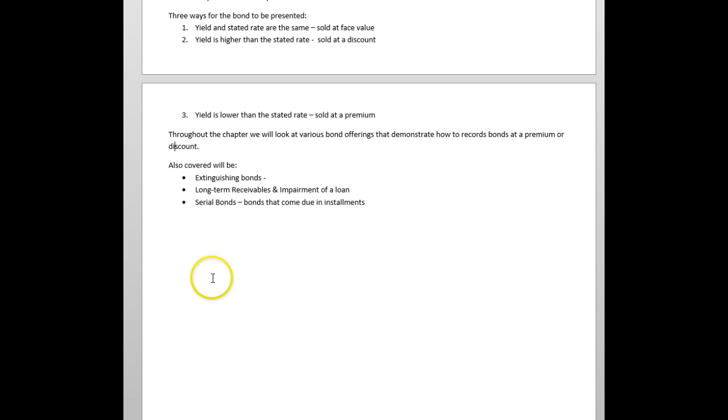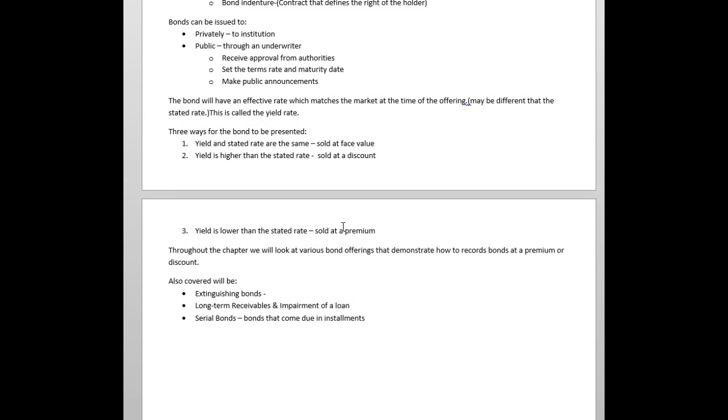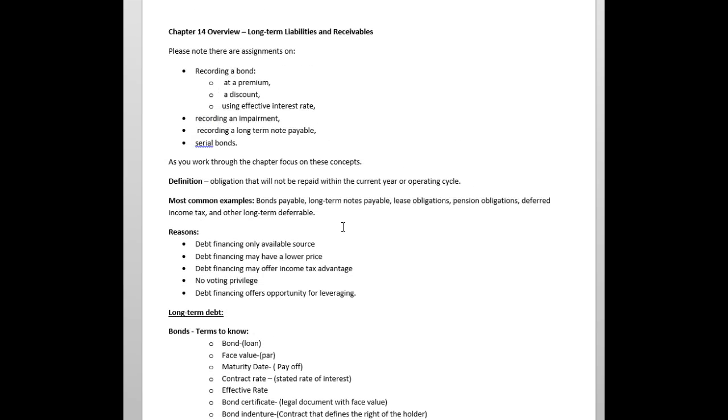We will also look at extinguishing bonds, and that doesn't mean using a fire extinguisher on them. That means selling them or paying them off. You're going to look at long-term receivables and impairment of a loan, and you're going to look at serial bonds, which are bonds that come due in installments rather than at one period in time. So that's our chapter. That's what we're going to be looking at. Again, remember to look for these items because those are the ones that we're going to be doing activities on.